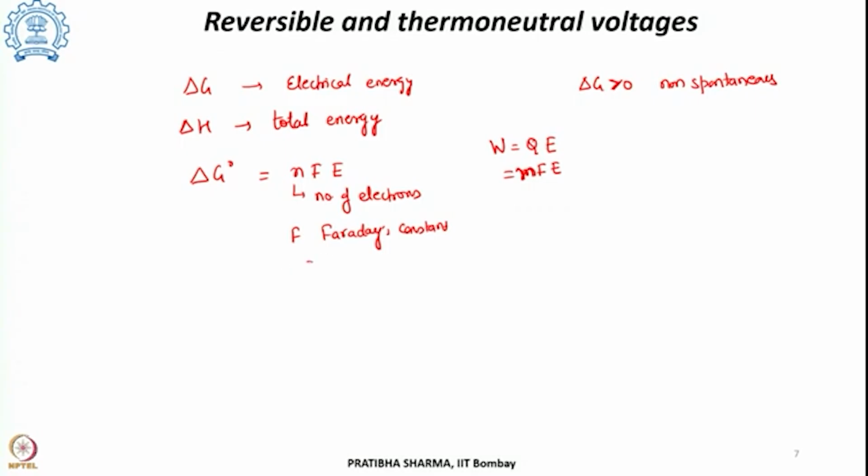This value of Faraday constant is 96485 Coulomb per mole. This is the charge on electron per mole, and delta G is the free energy change associated with the reaction.